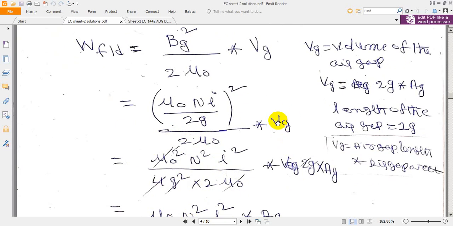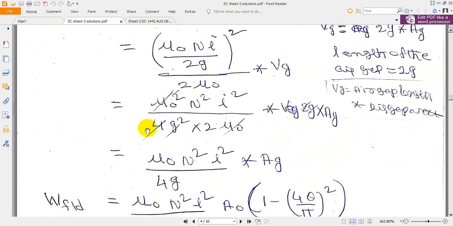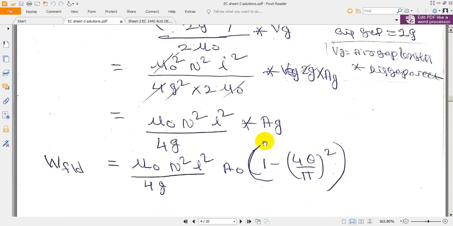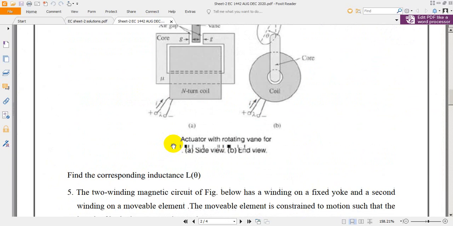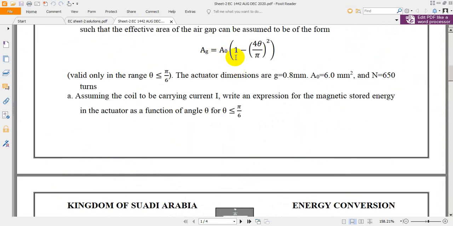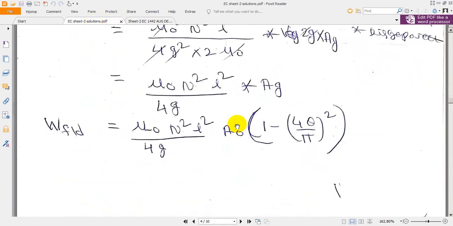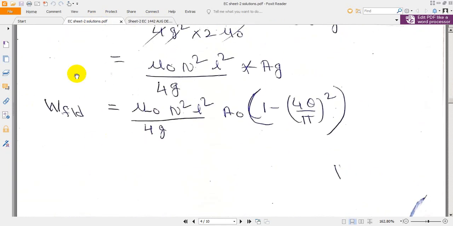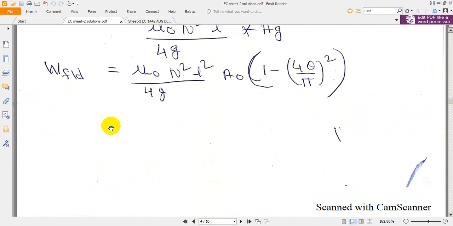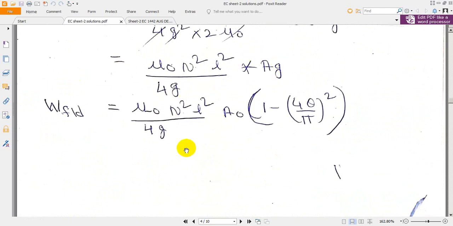Also, this is the volume of the air gap. Volume can be written as length of the air gap into cross-sectional area of the air gap. Length of the air gap is 2g, so 2g into cross-sectional area of the air gap. On simplification, finally you will get mu naught n square I square by 4g into Ag. But we know the cross-sectional area of the air gap is given in the problem: Ag is equal to A naught into (1 minus 4t by pi) the whole square. Just substitute this in this area, and you will get the expression of the energy stored in the field.